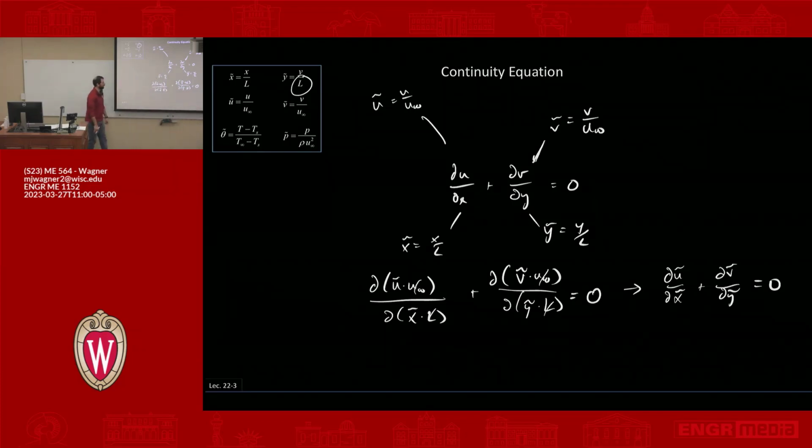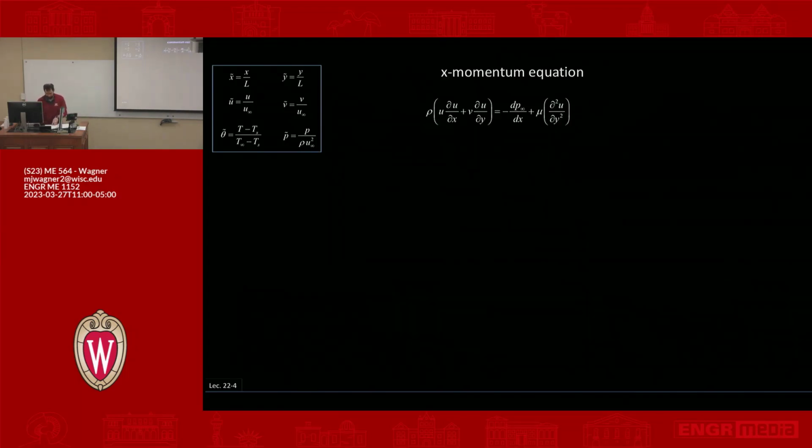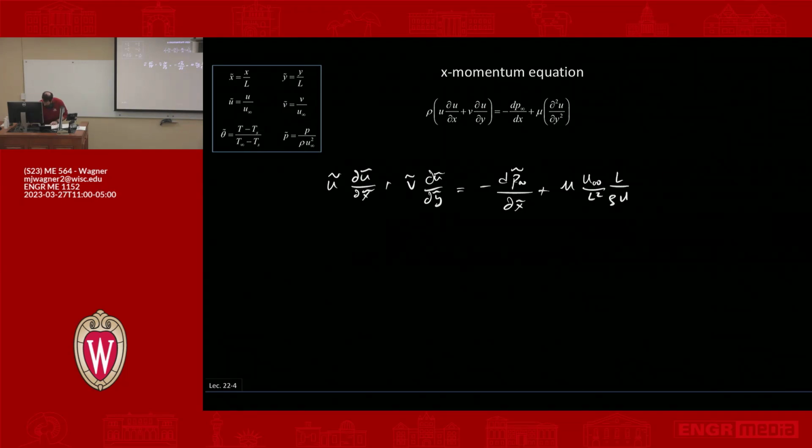The other ones are not as simple because stuff doesn't always completely cancel out because it's not equal to 0. So let me give you the results of the other ones and we'll see maybe something interesting. If I do the x momentum equation and make my substitutions, I end up with this: u tilde partial u partial x tilde plus v tilde partial u partial y tilde is equal to minus dp infinity tilde partial x tilde plus mu u infinity over L squared times L over rho u infinity squared times partial squared u partial y squared.